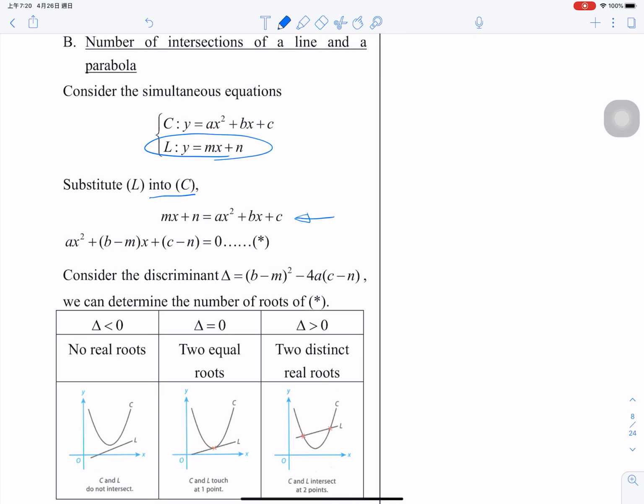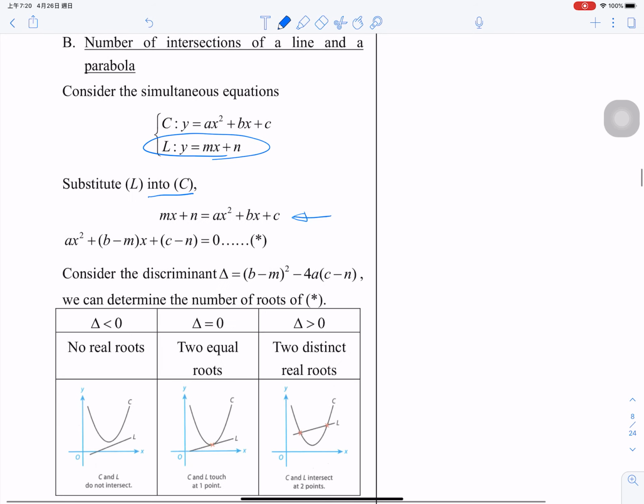And we need to group in x squared, x, and the constant part. So you see that this one is ax squared plus bx plus c equals to 0. That means this one is a quadratic equation, right? So we can consider the discriminant. That means b squared minus 4ac.